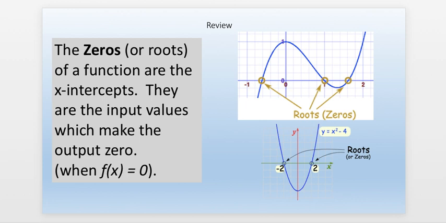And what they are, they're the input values which makes the output 0. Because when f of x is 0, that's when y is 0. That's when it crosses the x-axis. Okay? It's whatever x is when y is 0. That's called the zeros. And we're going to study that a lot more later on this year. I just want you to take a look at that right now.